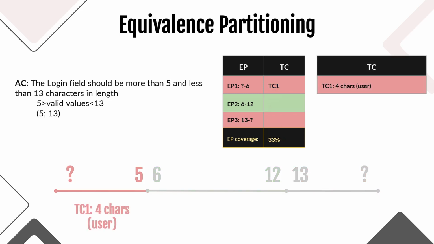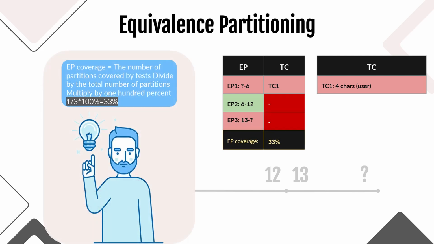As you can see, we do not need to know the exact minimum and maximum values of invalid equivalence partitions. If we know that 5 or fewer characters is an invalid value, then we can write several invalid tests. For example, a value with 4 characters, "user". This could be our first invalid test case. Equivalence partitioning coverage in this case will be 33%.